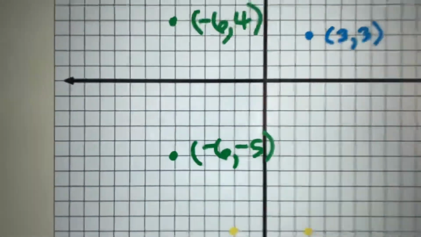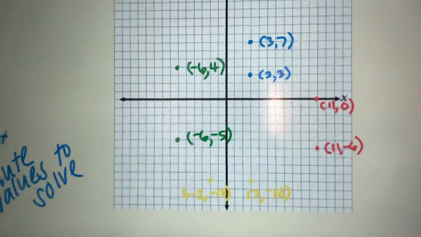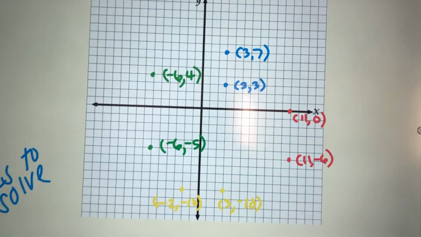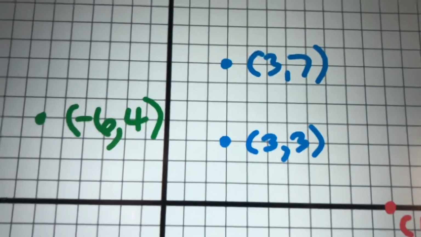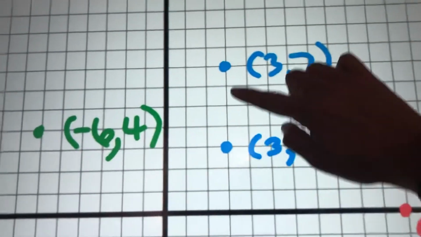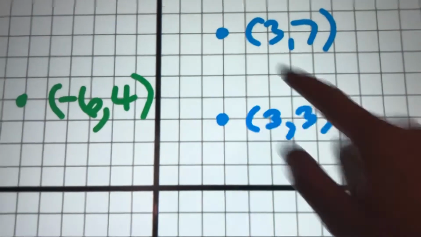So we're going to start with an example on a grid here. So here we have our coordinate plane. Now the grid is nice because it really shows us a great visual of how to solve these problems. So we're going to start with our blue example here. On our blue example, I found 2 different points. Here I have (3, 3), and I have (3, 7).